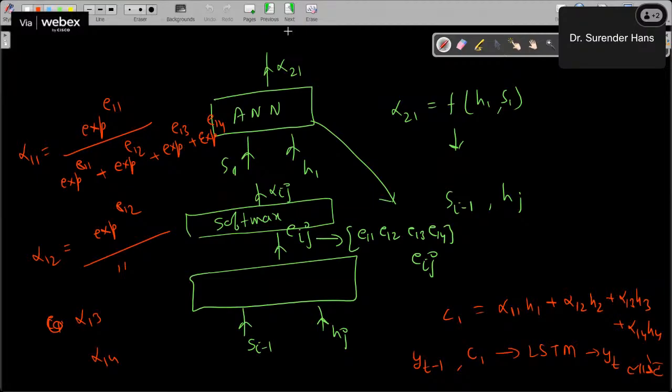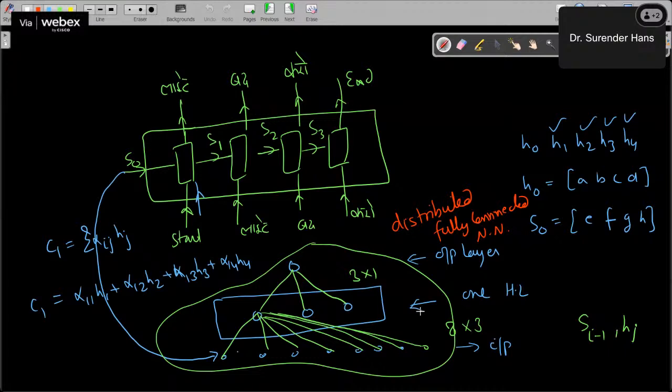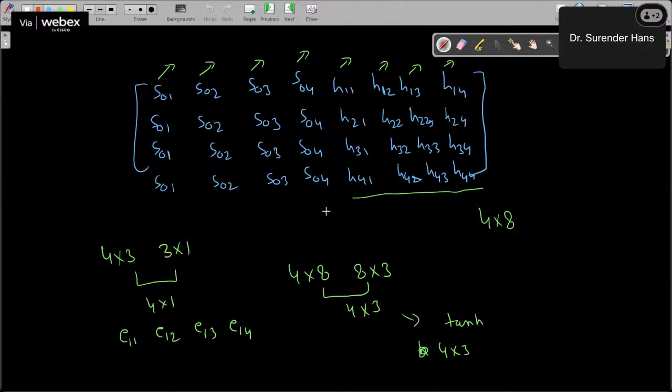So now I replace this function with a feed forward neural network. The input is a concatenation of s(i-1) and hj. Here we have one hidden layer, for example with 3 nodes, and a single output. The input is s(i-1) and hj, in the form of a matrix. So you can send this row at one time step, and the second row at a different time step. Okay, clear?